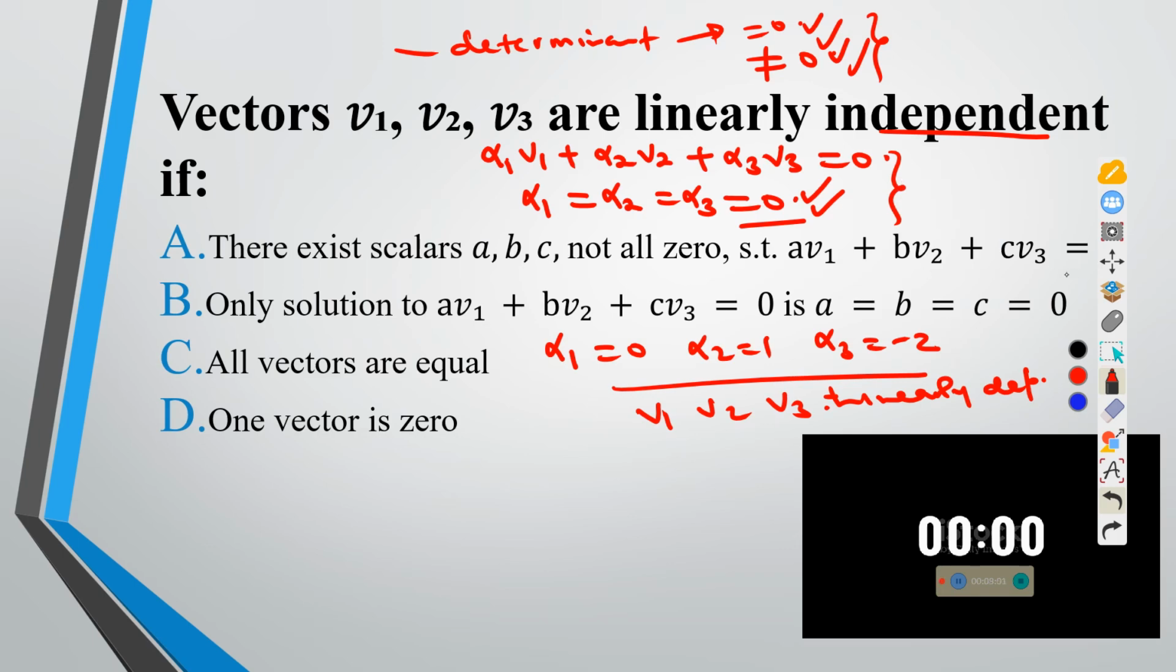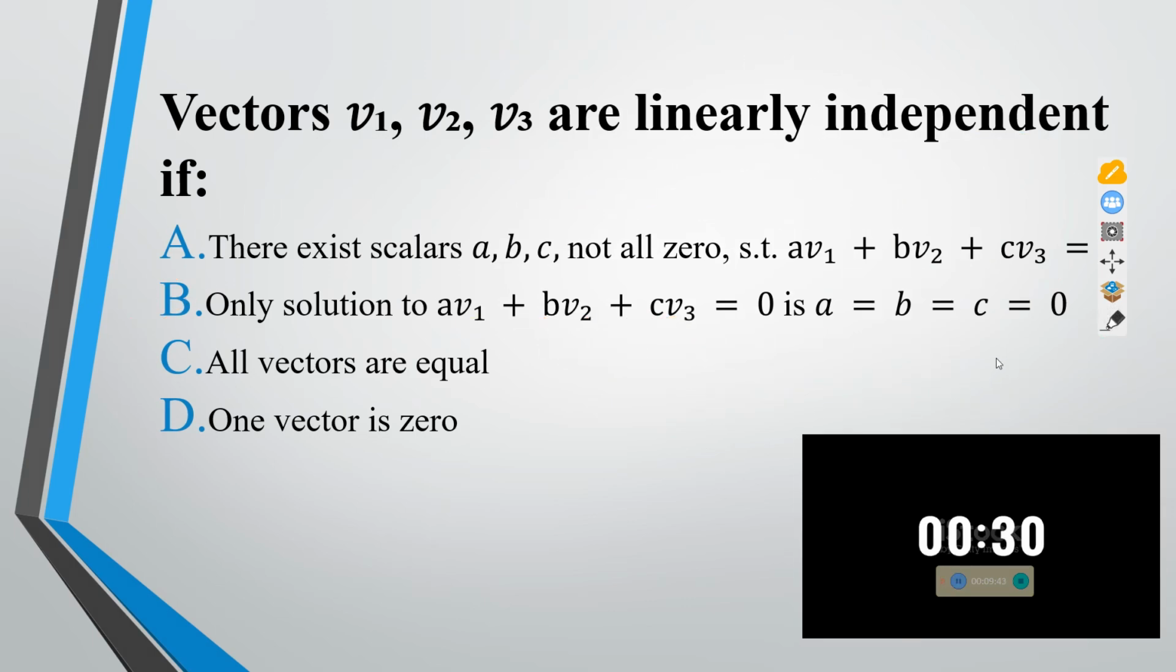So we look at the next question, and for that case, the only solution to this being equal to 0 is a equal to b equal to c. So your answer is part B. Here they are saying there exist scalars a, b, and c, not all 0. We said if not all of them are 0, then it is linearly independent. If a, b, and c are all 0, then we say v1, v2, and v3 are linearly independent. So your answer for that case will be part B.